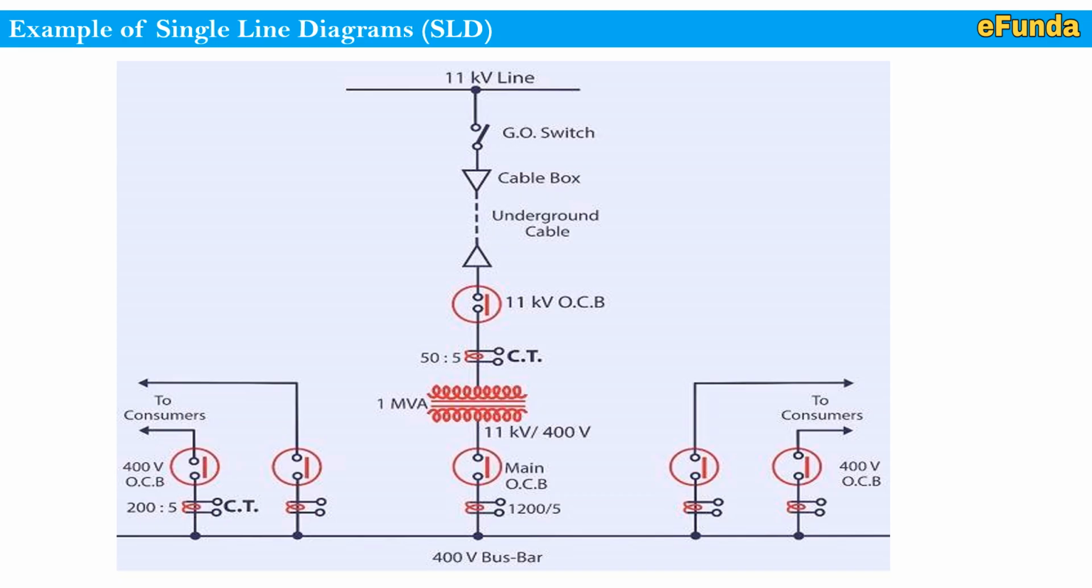From the bus bar, 400 volt three phase 4 wire connections are taken out, that is a supply to customers via the 400 volt circuit breaker, that is OCB. The voltage between these 2 points is 400 volt, and that between one phase and the neutral is 230 volt. This is how the single line diagram is prepared for better understanding.